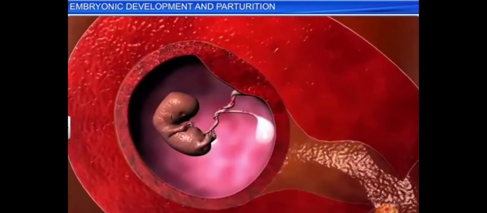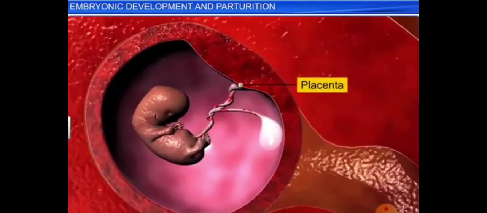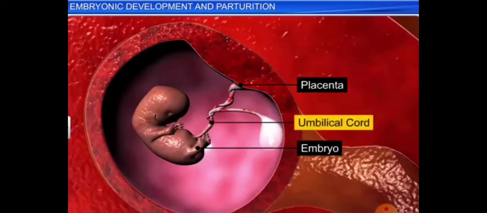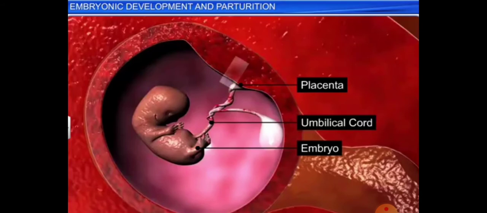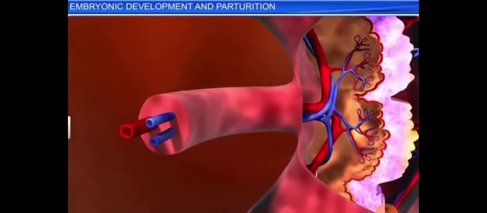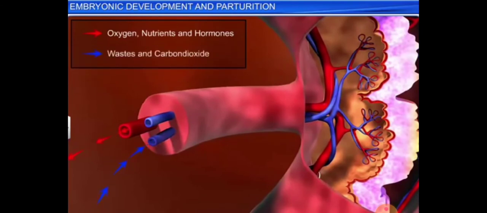Initially, this embryo is attached to the placenta but as it starts to develop, it moves away from the placenta and remains connected to it by an umbilical cord. The placenta is an important structure that supplies the embryo with oxygen, nutrients, and hormones, as well as carries waste products from the embryo back to the mother.